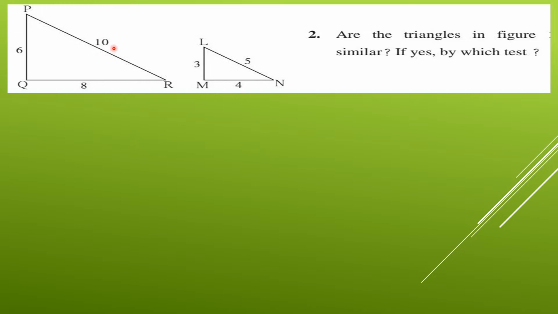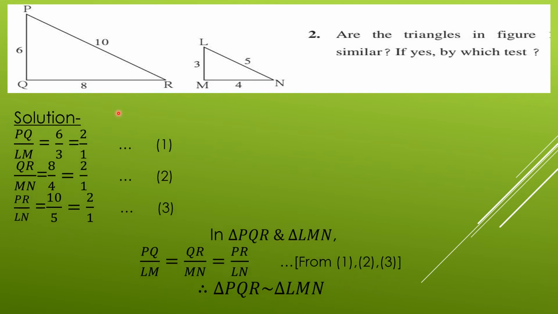Ratio of PR upon LN, that is 10 upon 5, is equal to again 2 upon 1. And QR upon MN is equal to 8 upon 4. This ratio is again 2 upon 1. That is, the corresponding sides are in proportion. And then by SSS test we can say that the two triangles are similar. Okay, then write the solution.